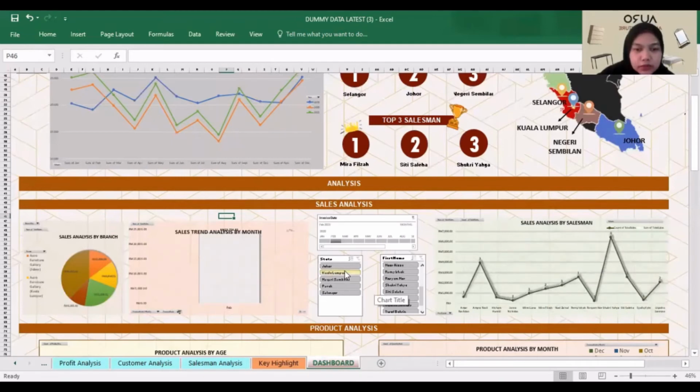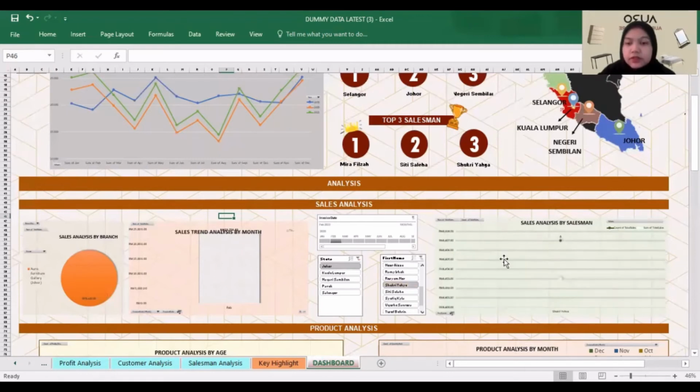So I want to show only the Johor branch. So the pie chart will change into the sales analysis by Johor branch in the month of February. Now I want to show the sales analysis by salesman. I'm going to show Shukri here. So we can see this is the sales analysis of Shukri in the month of February.